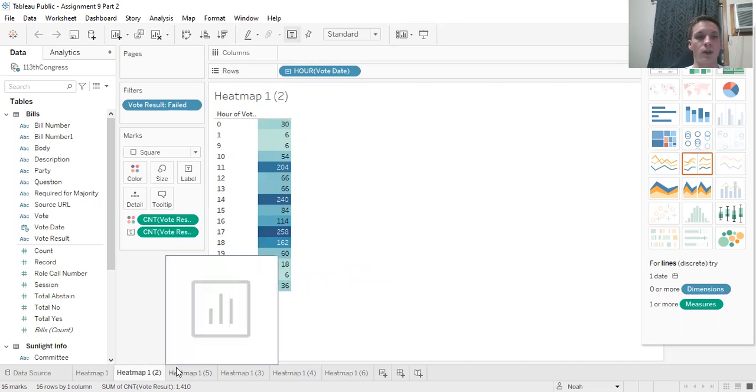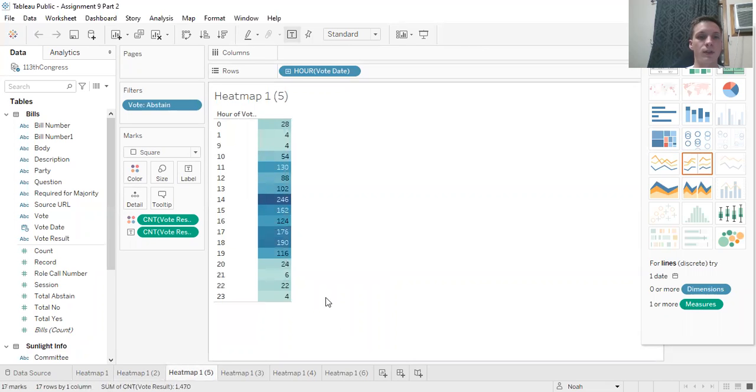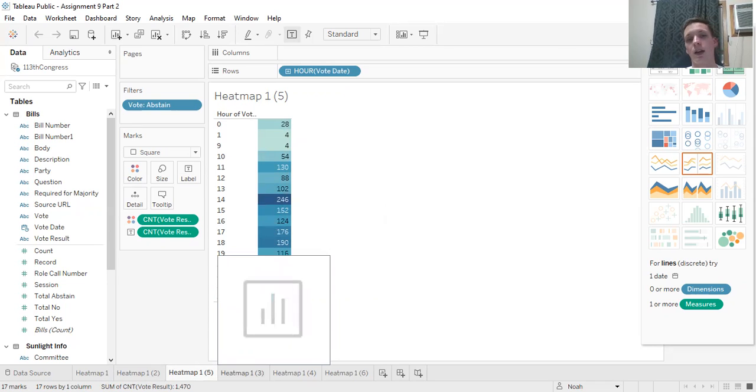Second one, just very similar, just a failed result. And you can see here, this is interesting, the hour of people who've abstained from voting. So kind of an interesting thing here. Looks like around that 2 p.m. timeline is when most of the people abstained, or the highest amount of abstained votes went through.